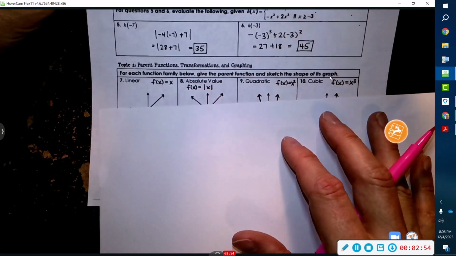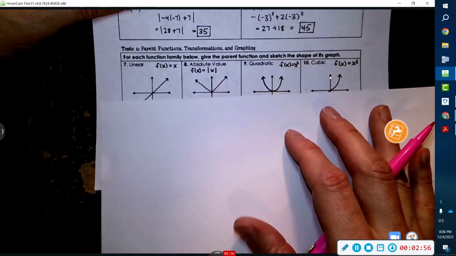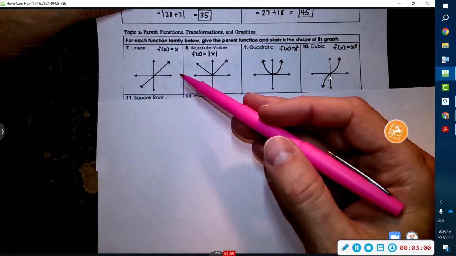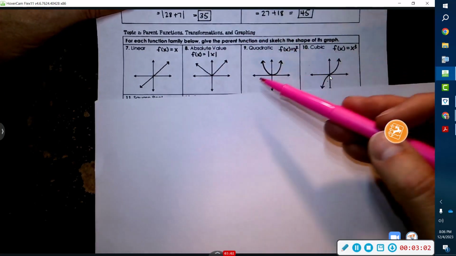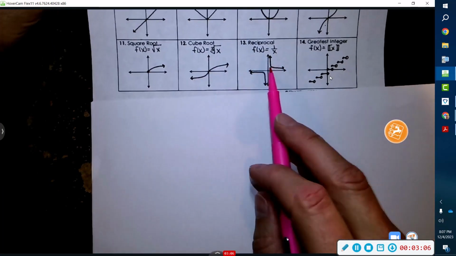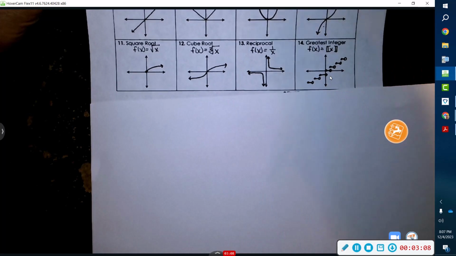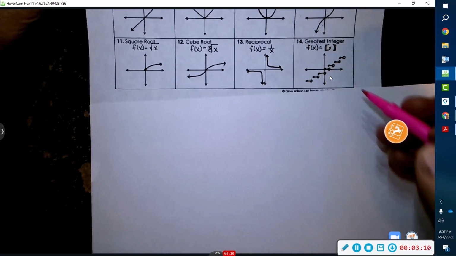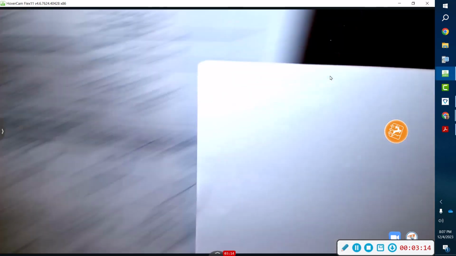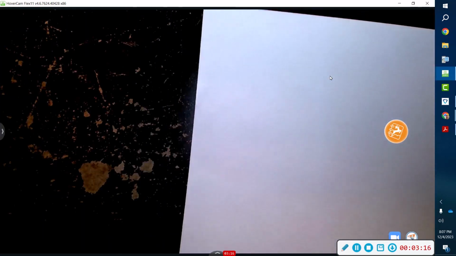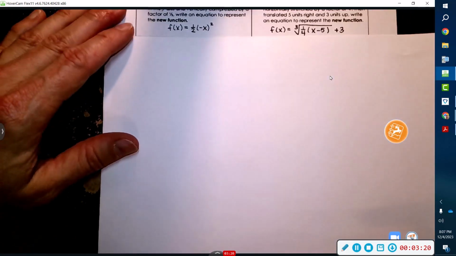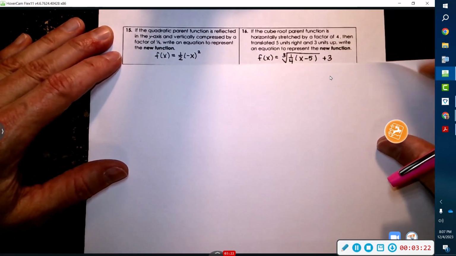Okay, so these guys here, for each family below, you would just sketch the shape. This is our linear function, absolute value, quadratic, cubic looks like this, square root, cube root, reciprocal, greatest integer is always like a step, sometimes called the step function, sometimes even called the floor function. All right, that's it for the first page. We're going to move right along here, actually. You can pause this any time that you feel like you need to.